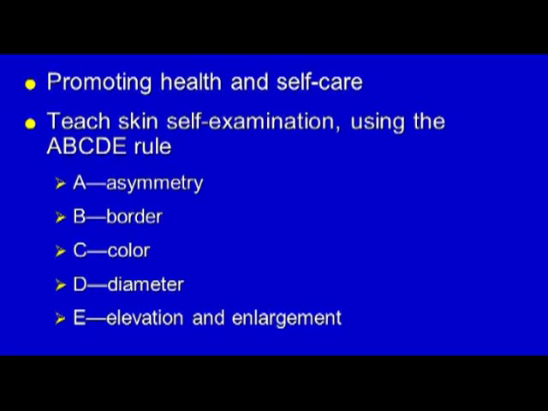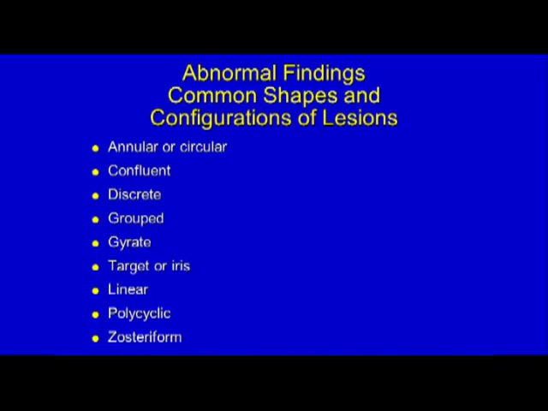And then E is for, is it elevated and enlarged? We always want to watch and monitor those that are elevated and enlarged. So this is the ABCDE rule for ruling out cancer or for monitoring something that could be cancerous, and it's an important thing. We don't need to look at the special considerations for children, so I'm going to move past that. These are all of the types and shapes and configurations of lesions that are well identified, and you can see these pictures in chapter 12 of Jarvis.